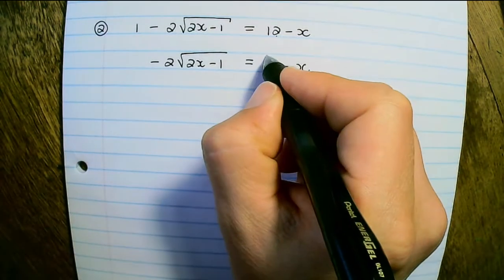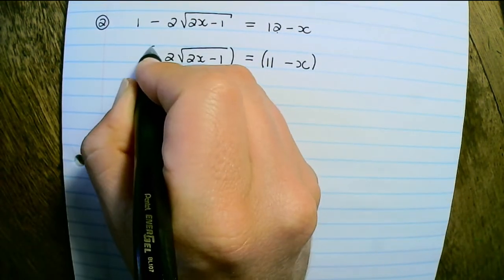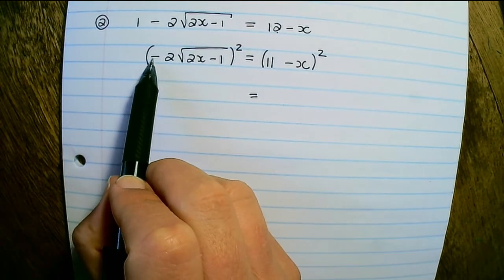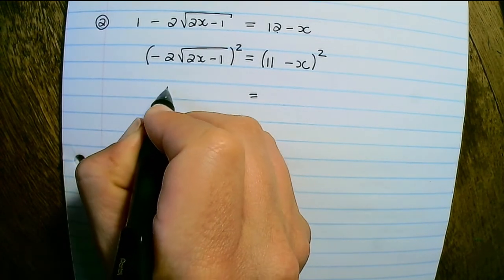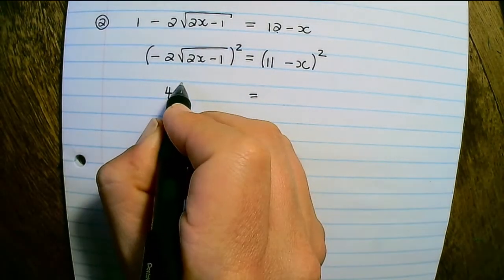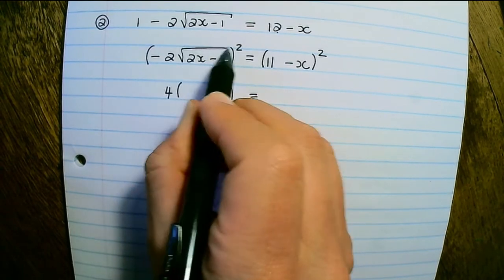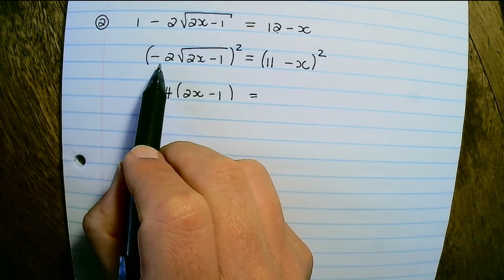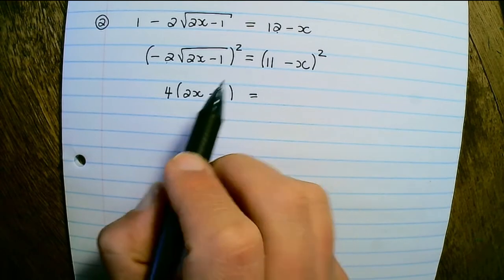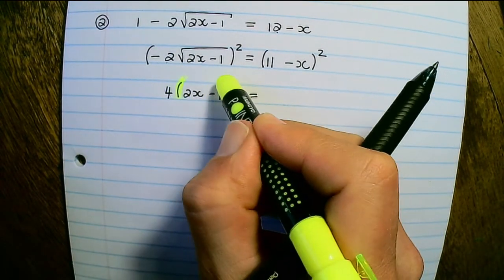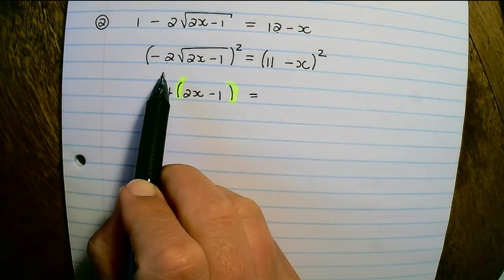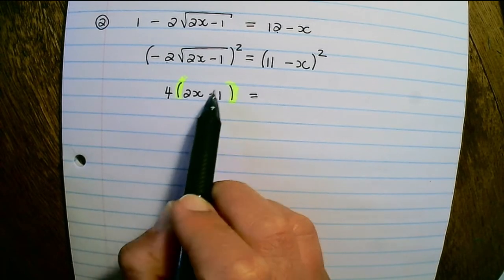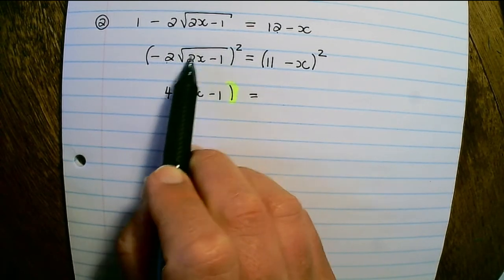Now I can square both sides to eliminate the square root. So here you need to be careful. It is negative 2 squared, which becomes 4. Then in brackets, I have the square root squared, which becomes the contents of the square root. So it is 4 times 2x minus 1. Notice I'm using brackets because I need to multiply this negative 2 into the square root, or after squaring, multiply the 4 into 2x minus 1.